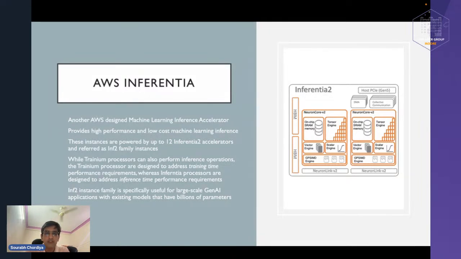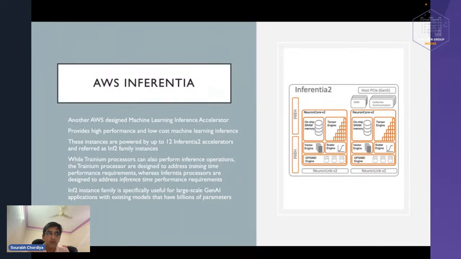It is actually processing those graphical processing units. That is what is built onto the chip level for the Inferentia instances. So that's what Inferentia is all about. They are used in large scale Gen AI applications.